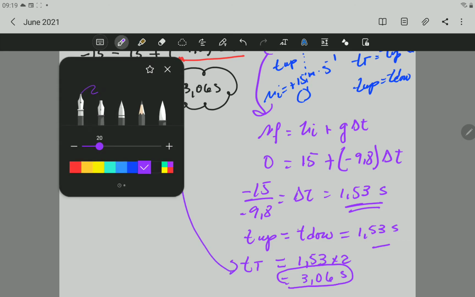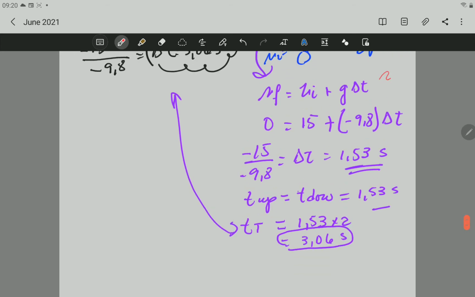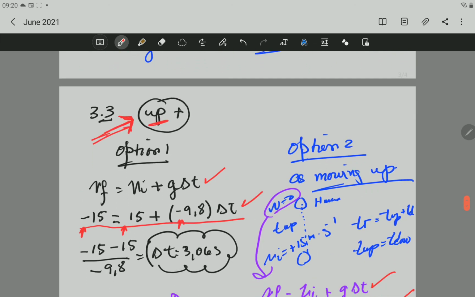If you use this method, it's a little bit longer because you just have to multiply by 2 at the end. The mark allocation is 1 for the formula, 1 for the entire substitution. Be careful, the minus must be there. If that minus is not there, then you lose all the marks, and then the final answer. So those are the 3 marks for this question. Okay? Right, so that is 3.3.